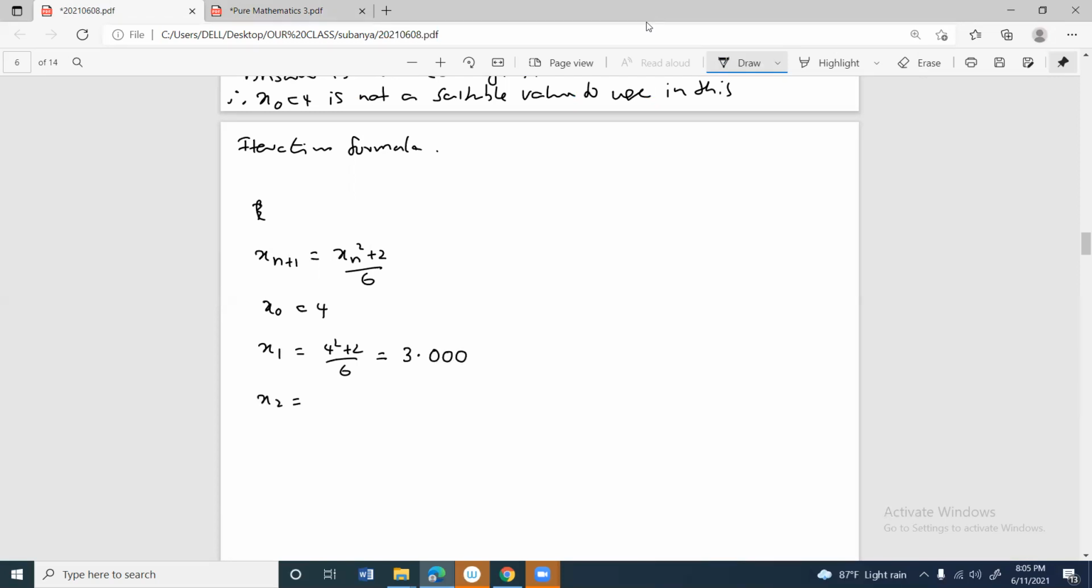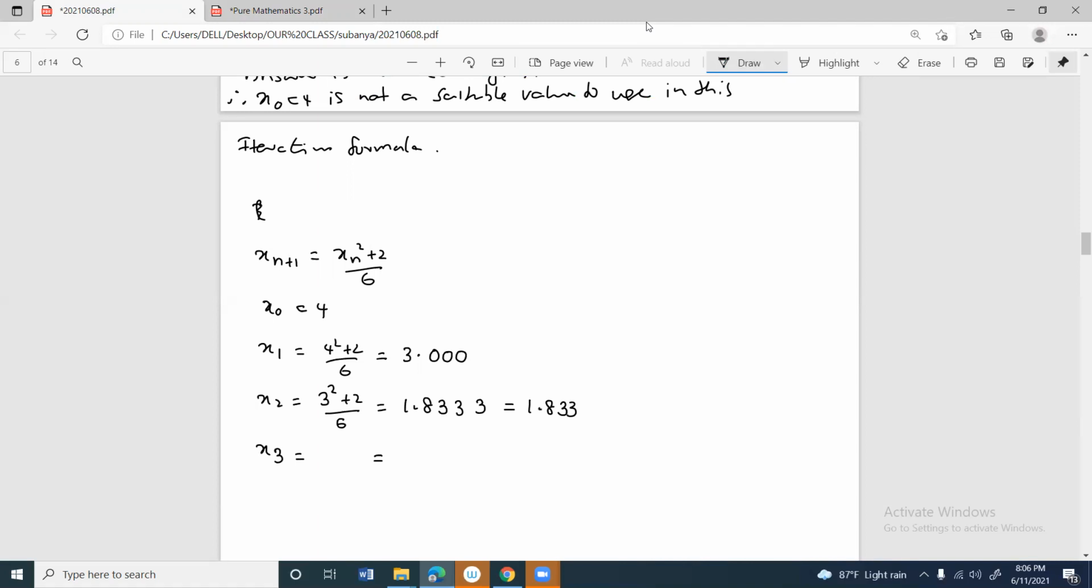x_2, if you replace with this, so what do you get? (3 squared plus 2) over 6. So you get the answer, that is 1.833. 1.8333, correct to 3 decimal points. The answer is 1.833.